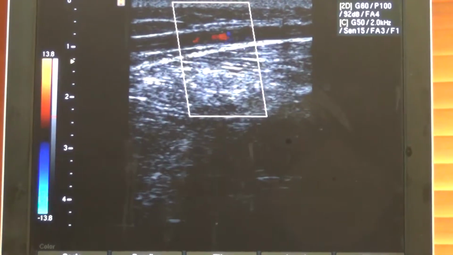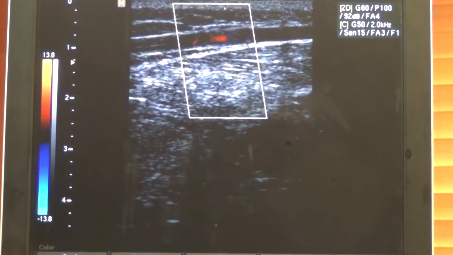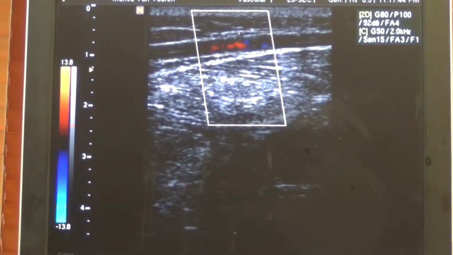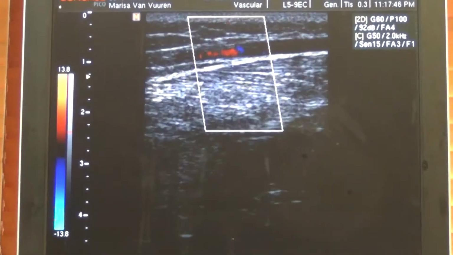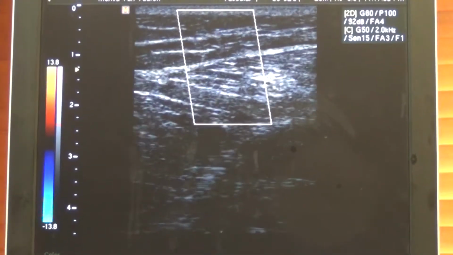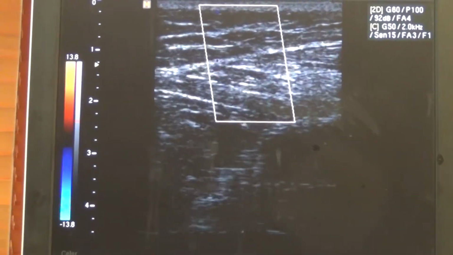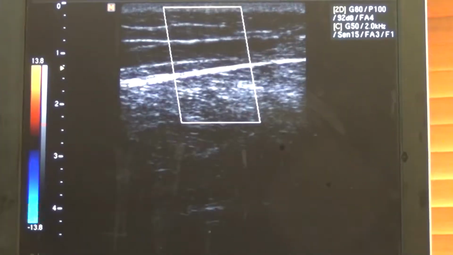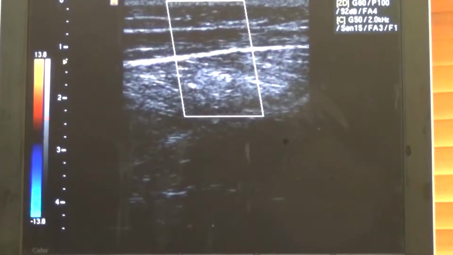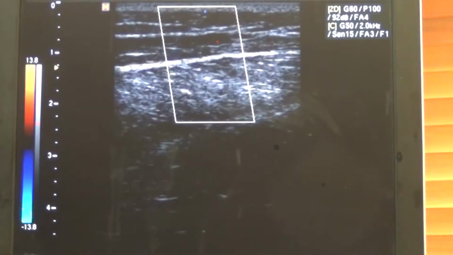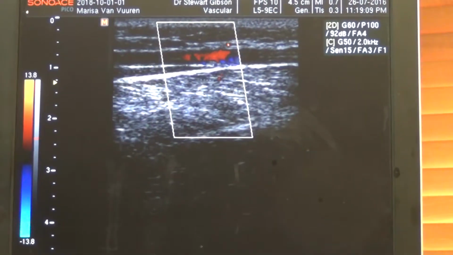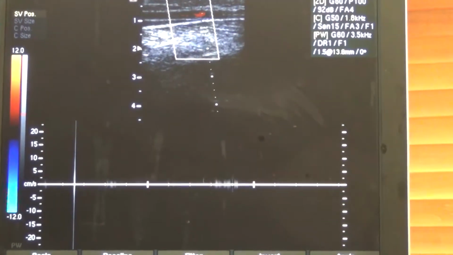Just inferior to the patella in the great saphenous vein, in the right leg. We try and identify a little further down. You'll see there's a small arteriole. We're now in the great saphenous vein, which clearly is being fed by an arteriole somewhere. You can measure the flow rate and its obvious pulsation.